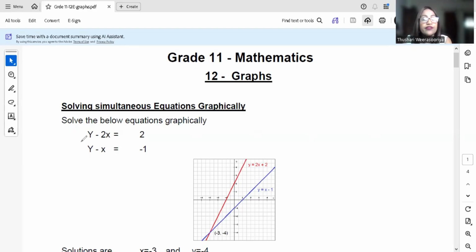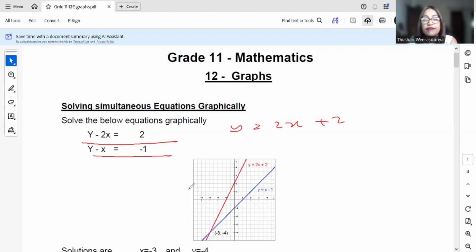Very well, right? Now look at this. Y minus 2x is 2, and y equals x minus 1. When you have two equations like this, you make y the subject, y equals 2x plus 2, and draw this graph. You know how to draw the straight line graph. You make a value table, take x values, get the y values and draw the graph. Then here also you make y the subject, x minus 1, and draw the other graph. Now when you draw the two graphs, you get an intersecting point.